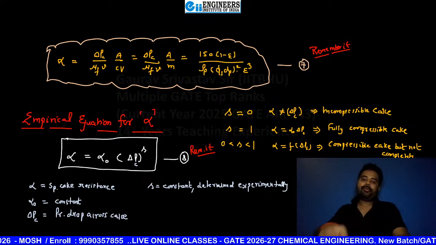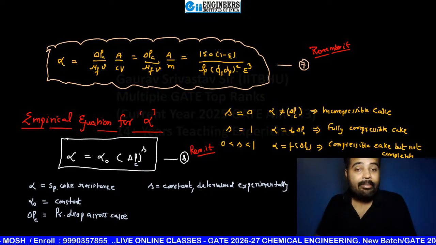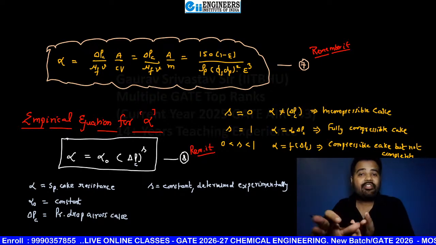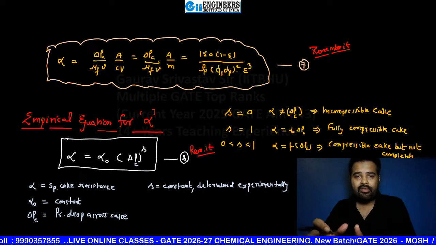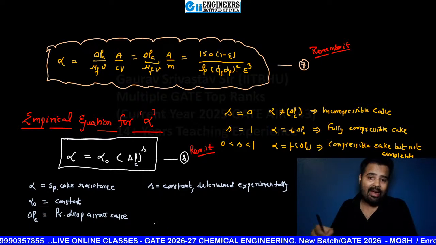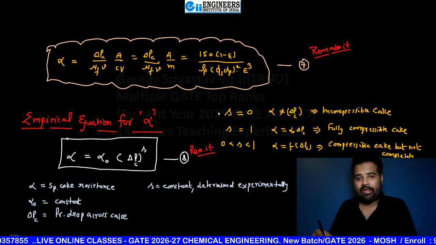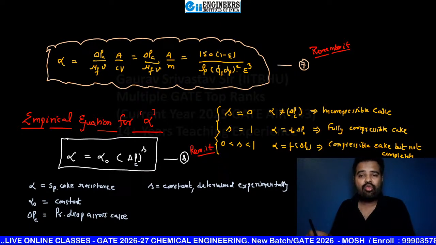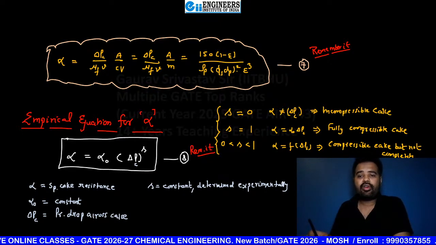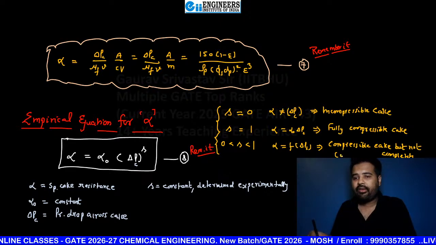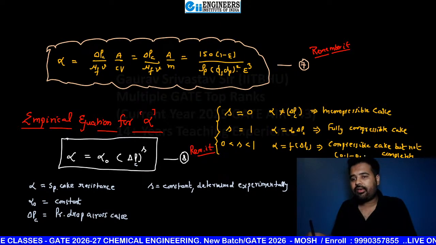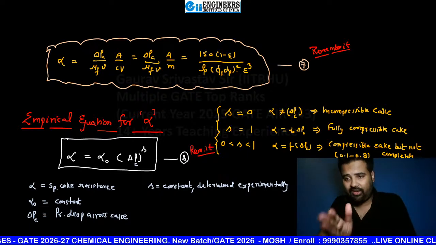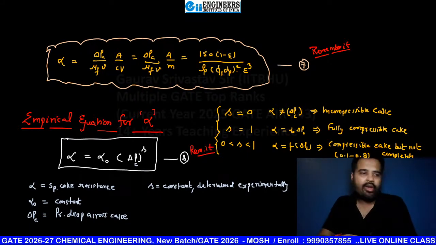And these are empirical equations, that means no derivation behind it. We only have results for what the value of s should be, and in that case how we can define our cake. Generally the value of s lies in the range of 0.1 to 0.8. Most of the cases you will find the real value of s, if the cake is compressible in nature, is 0.1 to 0.8.